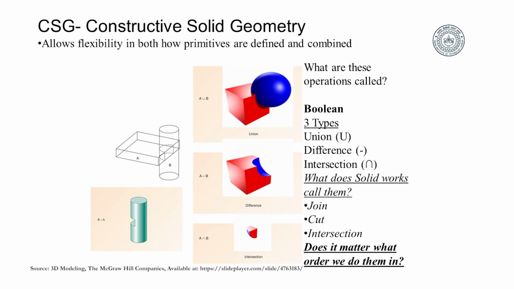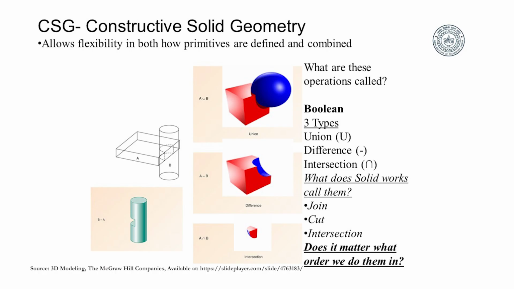So, that is why the next generation of CAD software has used constructive solid geometry. So, constructive solid geometry allows flexibility in both how primitives are defined and combined. So, what you do here is you use operations such as union, difference, intersection, etc., to create your 3D objects.